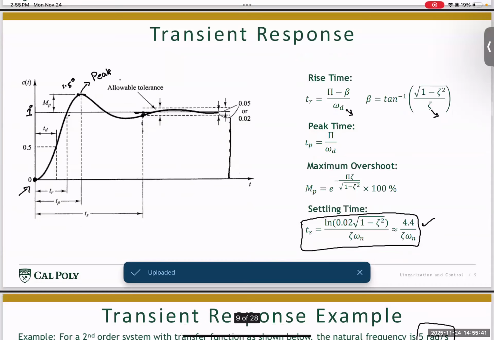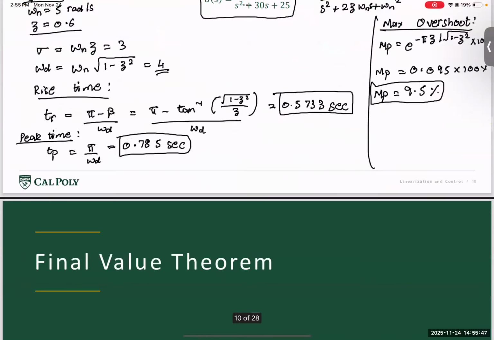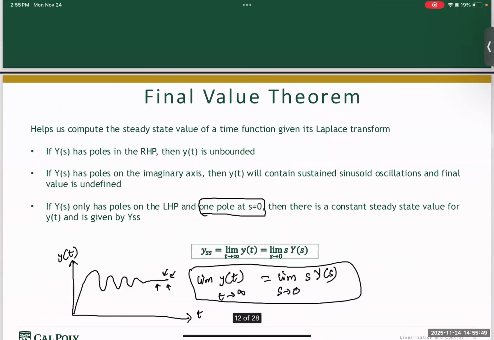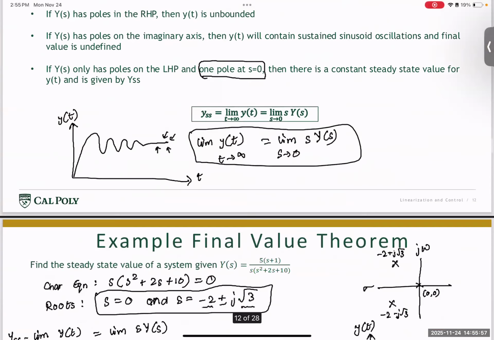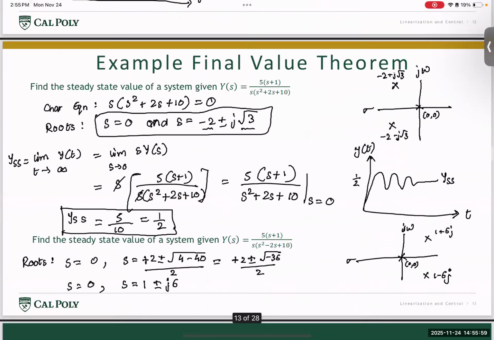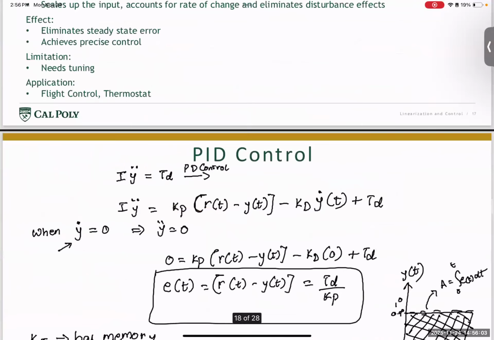Then we defined a bunch of parameters called the rise time, peak time, maximum overshoot, and settling time. And then we also looked at the final value theorem, which talks about what the steady state of the system would be if the system has one pole on the origin and the other poles are always on the left hand side of the j omega axis. And then we also looked at some common types of control.